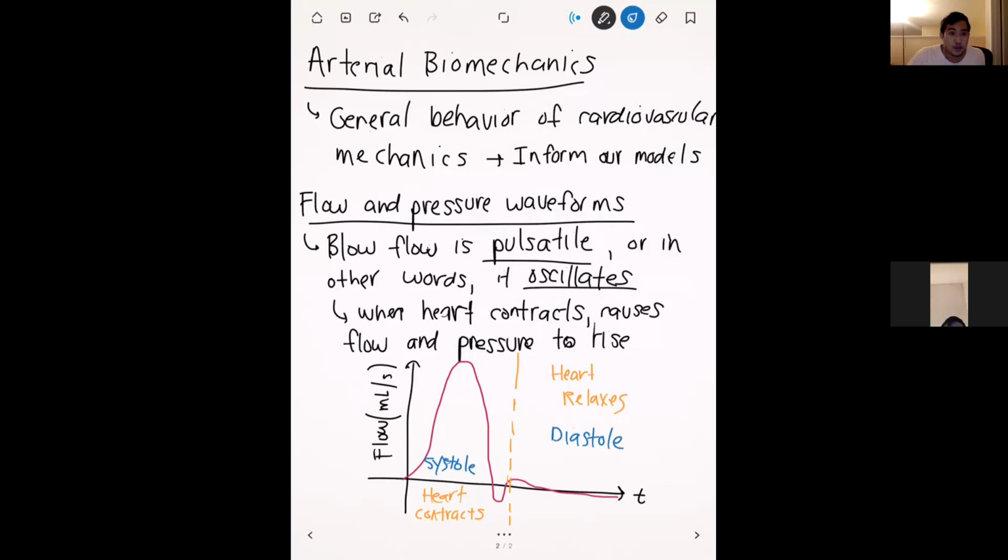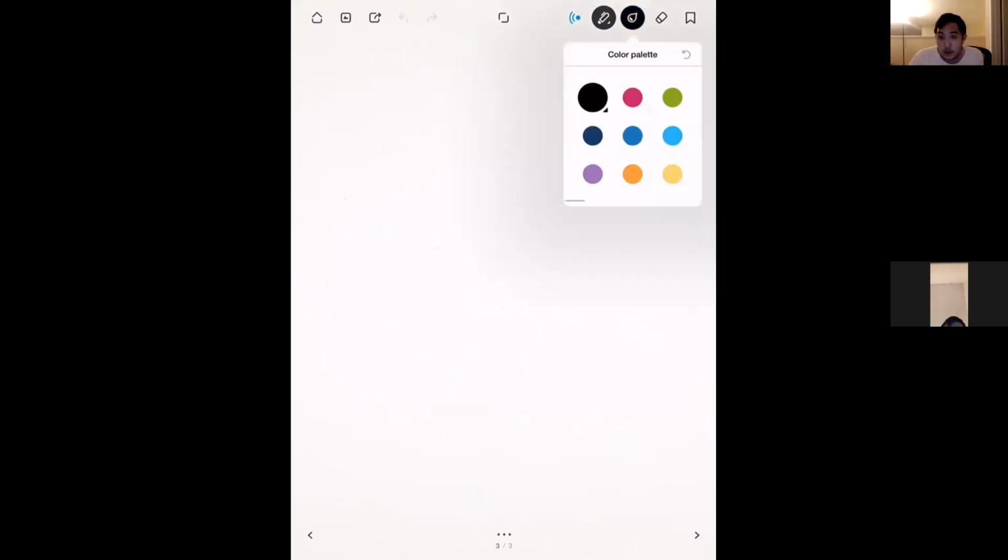Okay. So that's the flow waveform. So now let's look at the pressure waveform. Oh, a question. So when they do heart transplants, do they mimic the same flow, or is it better to have steady blood flow? Yeah, so that's a good question.